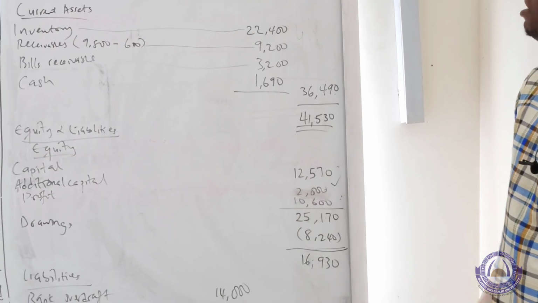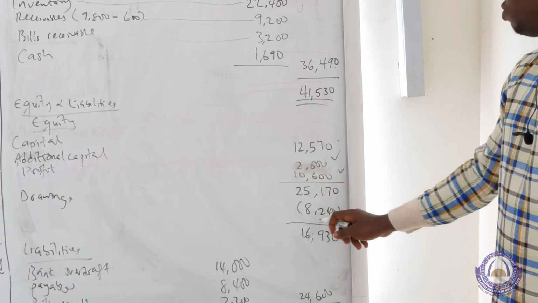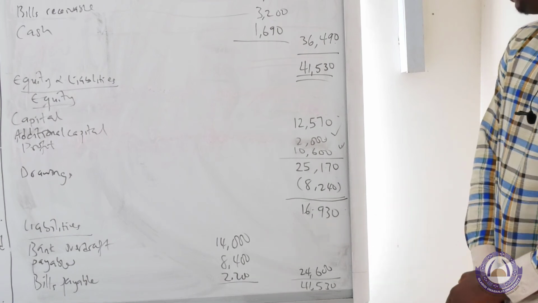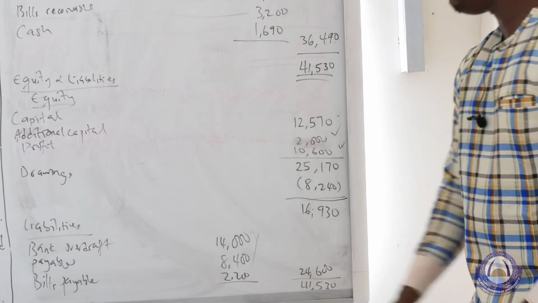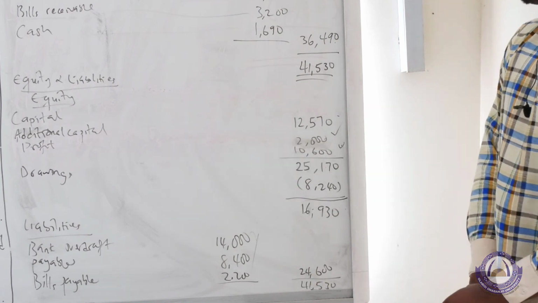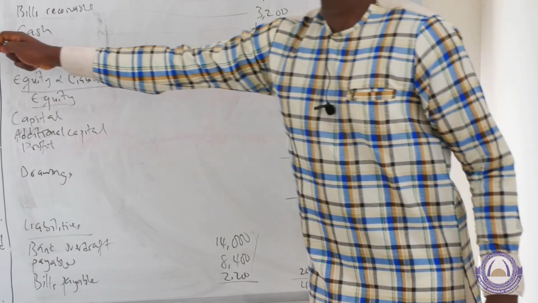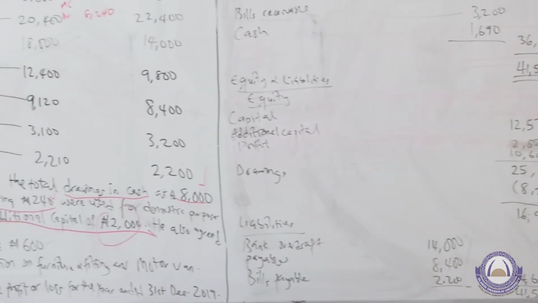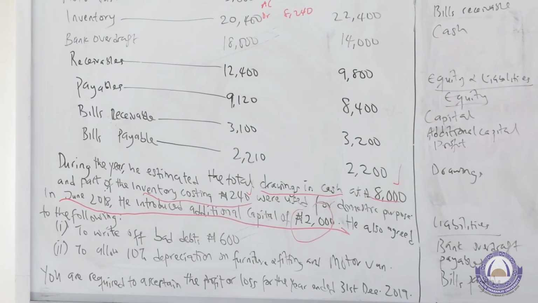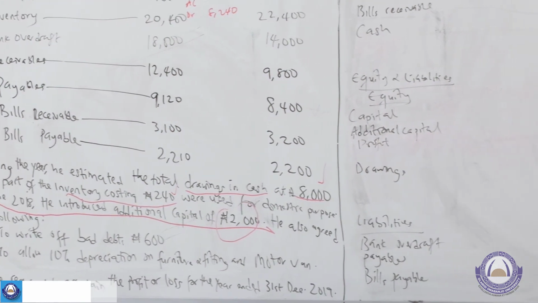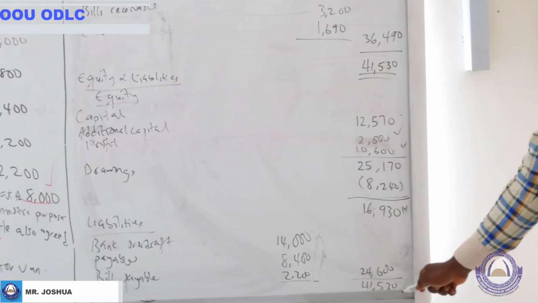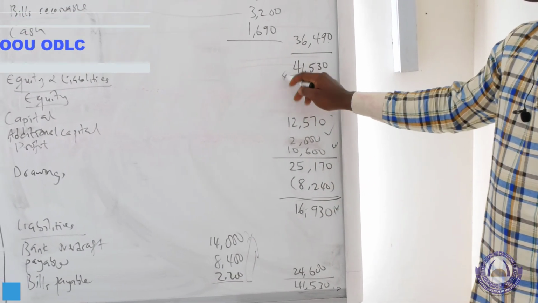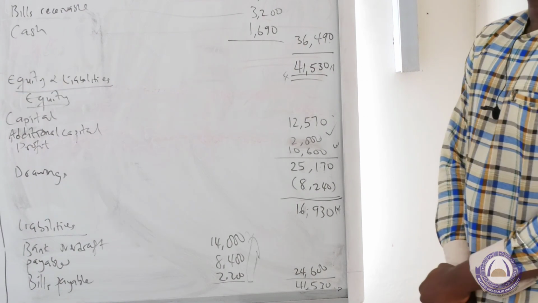Then the profit that we derived was 10,600 naira. If you subtract drawings of 8,240, we have a total equity of 16,930. The liabilities at the end of the year consist of bank overdraft of 14,000 naira, payables of 8,400 naira and bills payable of 2,200 naira. If you sum the liabilities together, it gives a total of 24,600 naira. When you add that to the equity, the total equity and liabilities will amount to 41,530, which is also equal to the total assets.